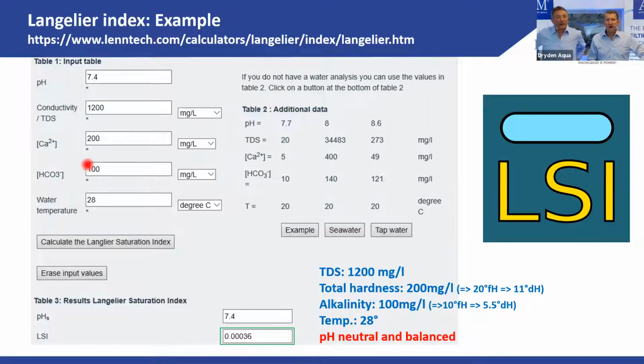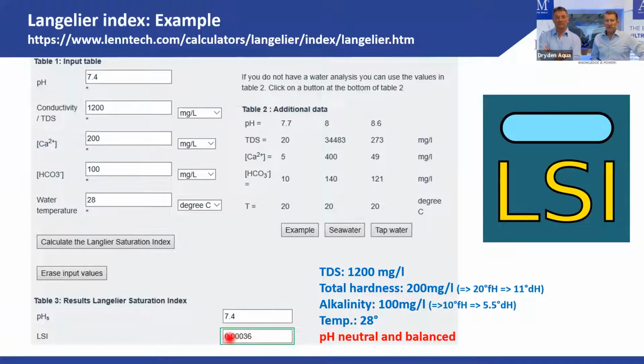So here we have the 5 input fields. Let's say we have a pH of 7.4. We have a TDS of 1200 milligrams per liter. We have total hardness of 200 milligrams per liter, and we have alkalinity of 100, water temperature of 28 degrees Celsius. And then you press on calculate. This is important. Then it will show you the results.